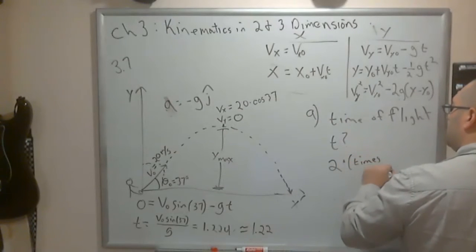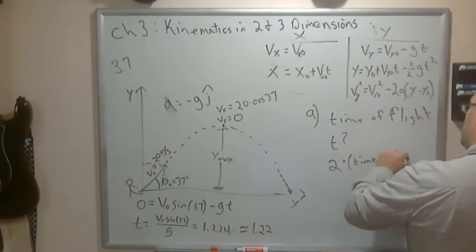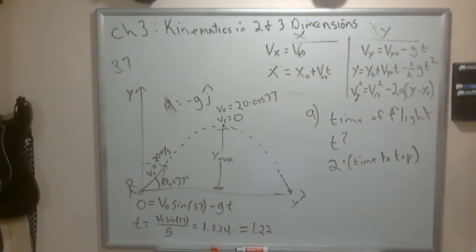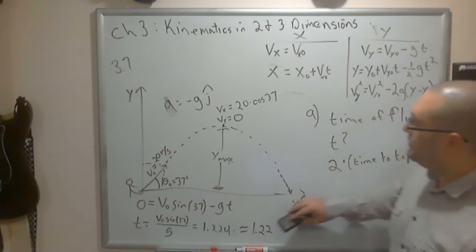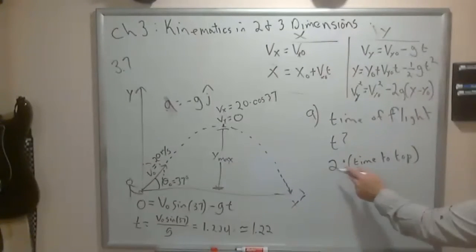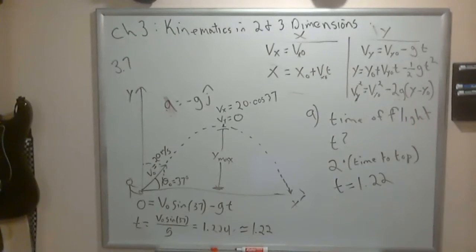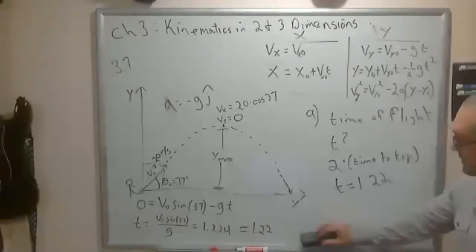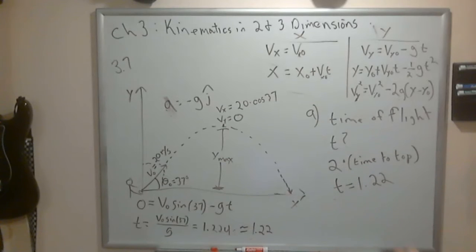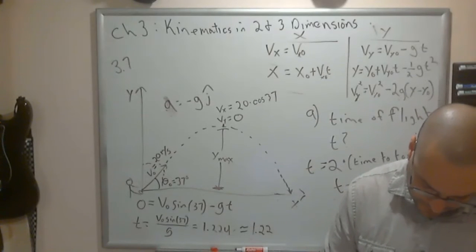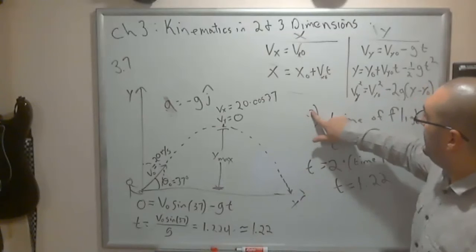2 times... Well, we actually already calculated this over here. So the time is 2.22, right? So we have that. We didn't even need to use this formula because we had it down here. And that's for part B.